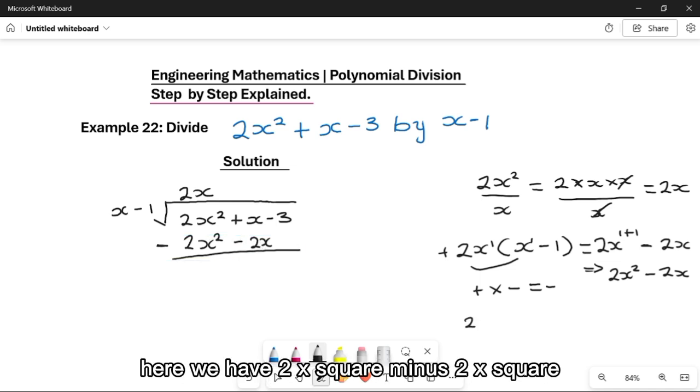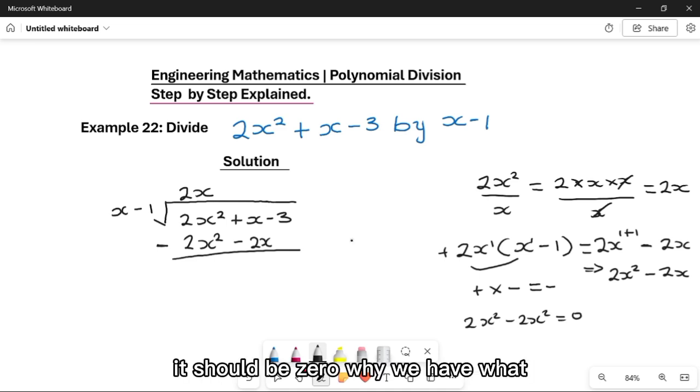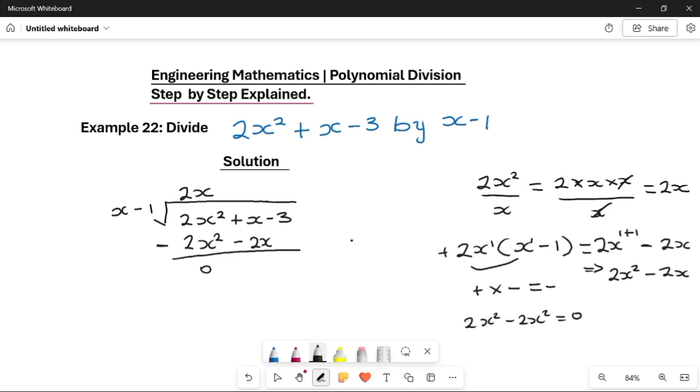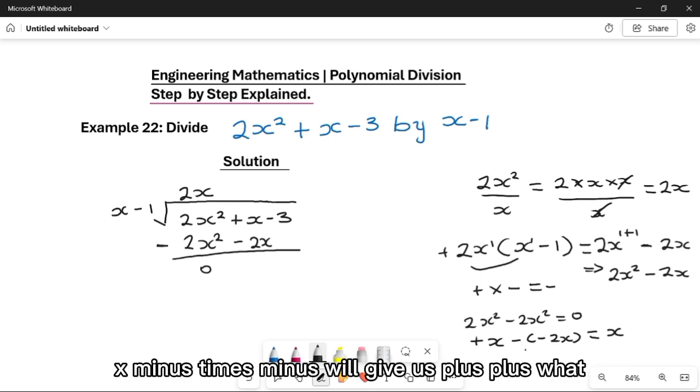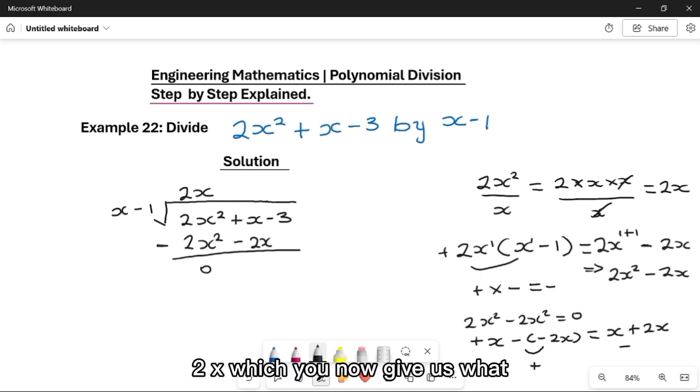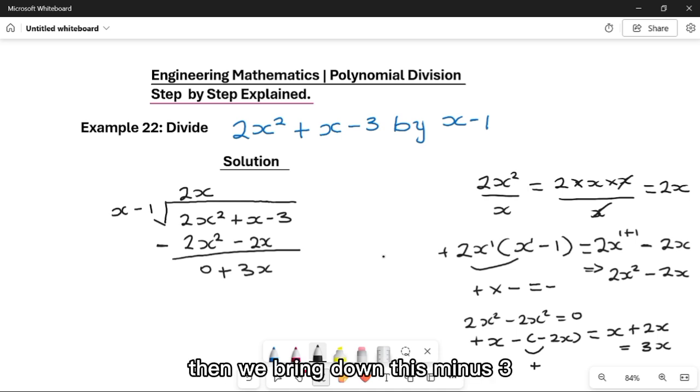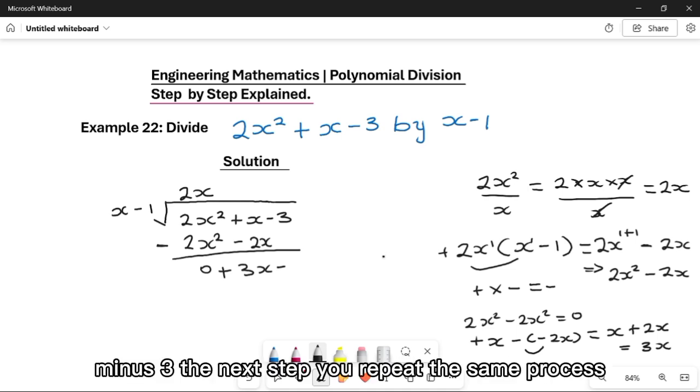We have 2x squared minus 2x squared, which equals 0. Then we have plus x minus minus 2x, which is the same thing as x, minus times minus will give us plus 2x, which will now give us 3x. So we'll have 3x here, plus 3x, right? Then we bring down this minus 3 since nothing is here. Minus 3. The next step, you repeat the same process.